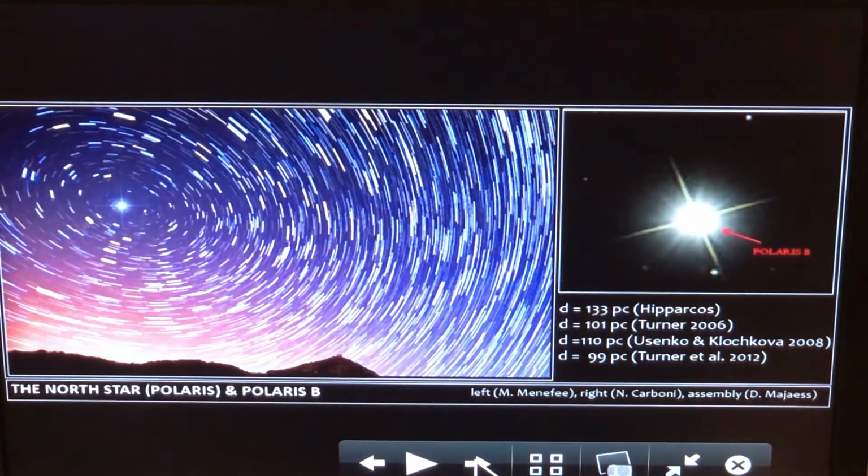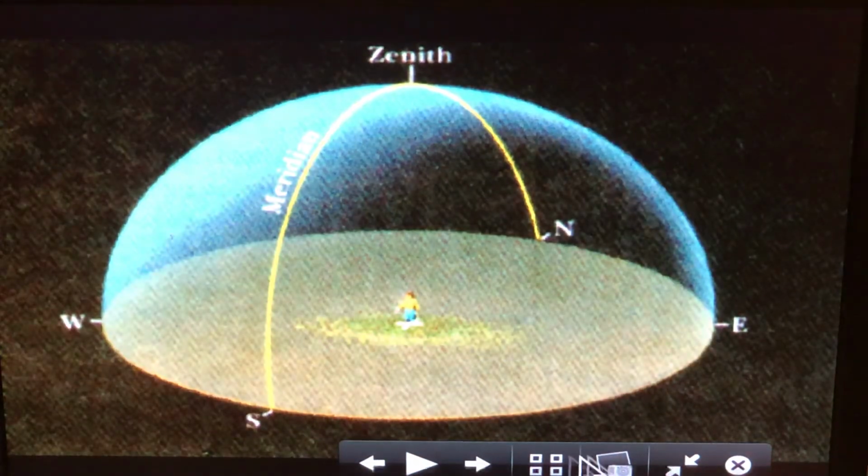Yeah. So we're going to talk about Polaris and how important Polaris was for the course of human history, for better and for worse. So let's talk about Polaris.